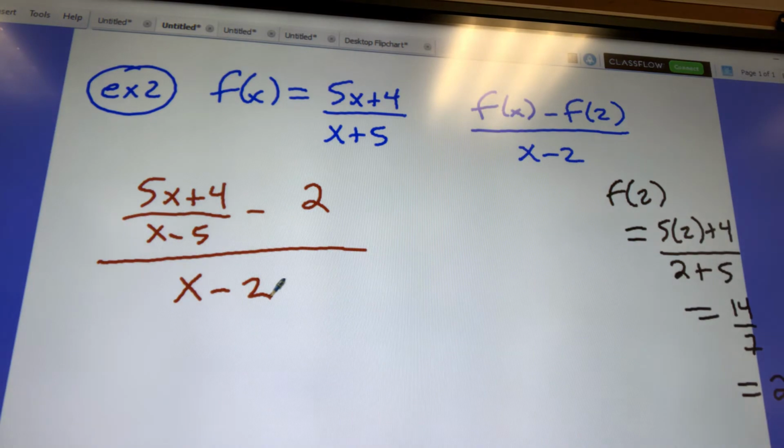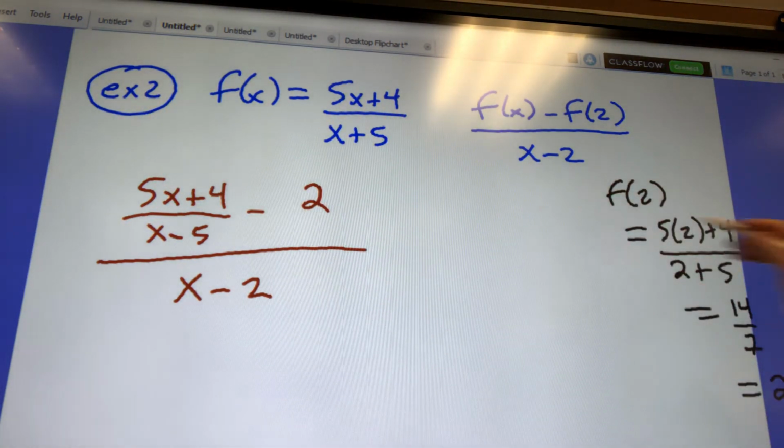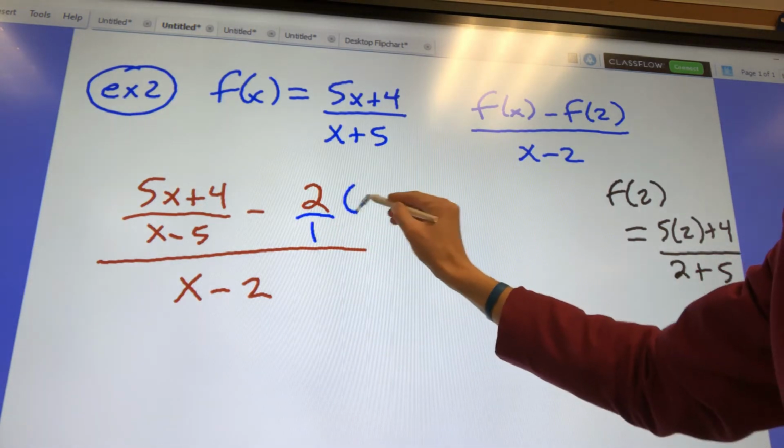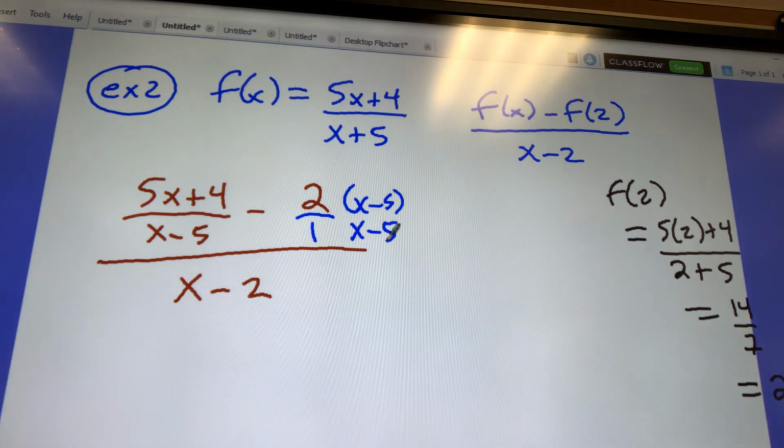Now, I have to work with this numerator. I have to put it together as one fraction. So it's going to be 2 over 1. So I have to multiply this top, this bottom by x minus 5.